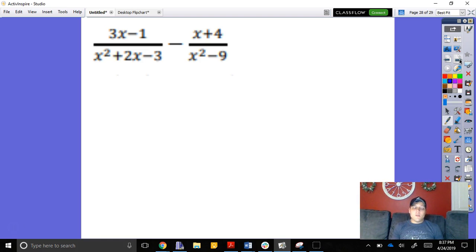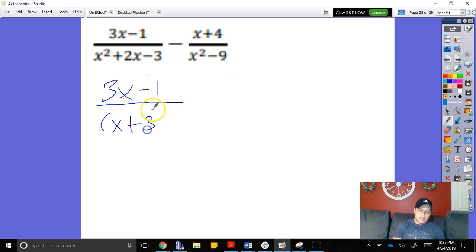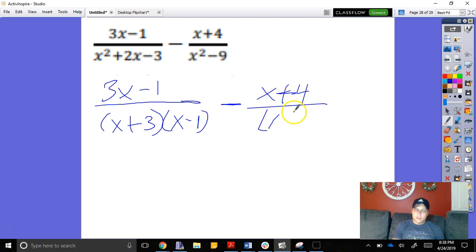So what you see here is that first off, when you look at both these denominators, you're like, I don't know if my denominators are the same. Do they have any factors in the same? I don't know. So then what do we need to do first? First thing we have to do is factor both denominators just so that we know the factors of each denominator. So we're going to get 3x minus 1 over x plus 3 times x minus 1, minus x plus 4 over x plus 3 times x minus 3.